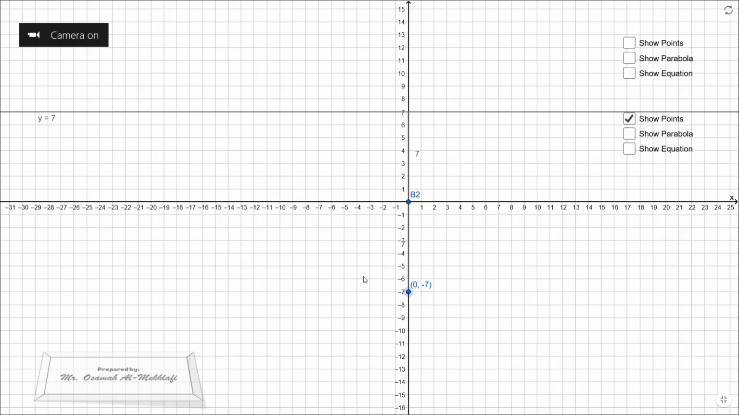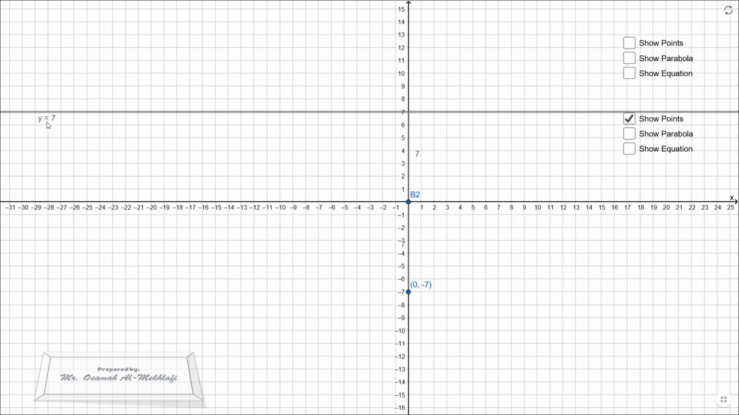Here, look, we don't know where the vertex is, but we know that the focus is at (0, -7), so it is on the y-axis, and we know that the directrix is y = 7. So the directrix cuts the y-axis at a point also on the y-axis, because we have a y value and no x value. The x value is 0, the y value is 7, so we know that it's on the y-axis.